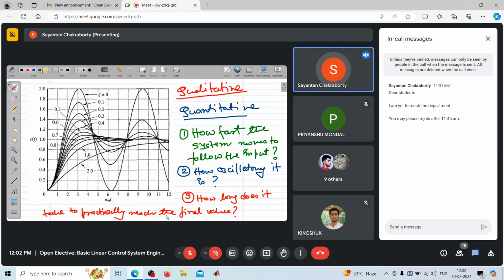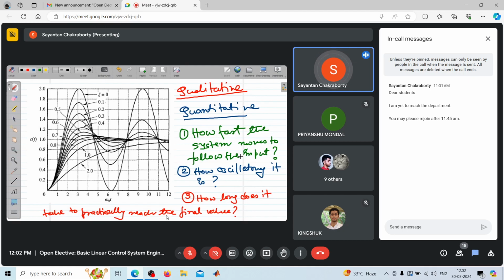So the first question relates to how fast the system moves to follow the input. As soon as you give an excitation, how fast the system reacts. So we can say it's very fast, it's moderately fast, it's quite slow. This is a qualitative. But at the same time, you need to specify that quantitatively so that you have an idea about whether it is feasible or whether it is apt for the application that you're thinking.